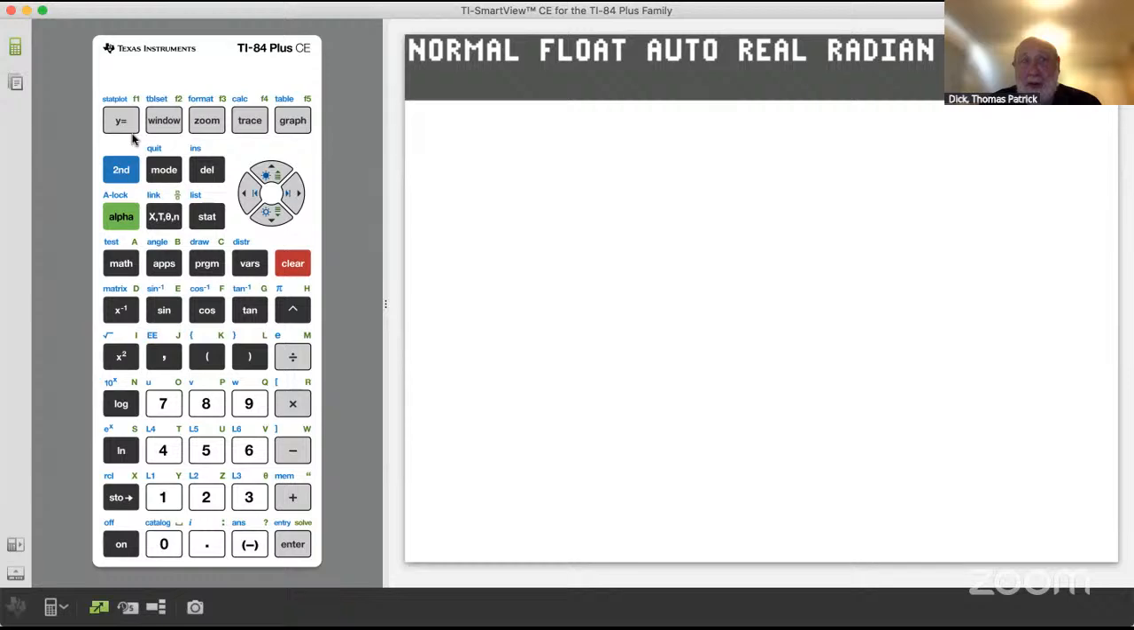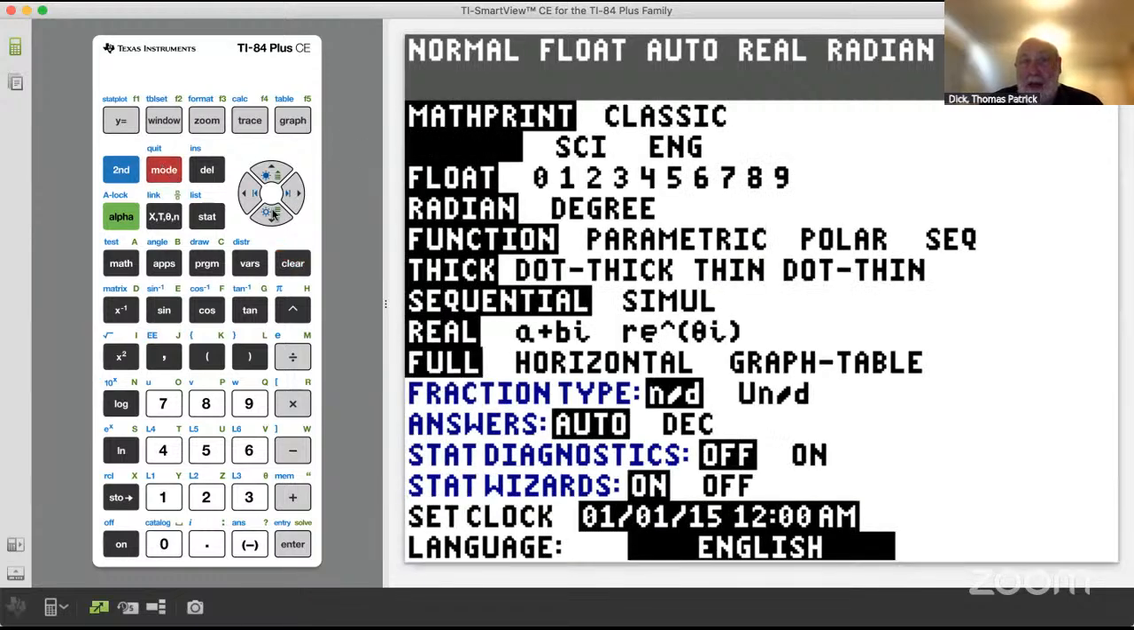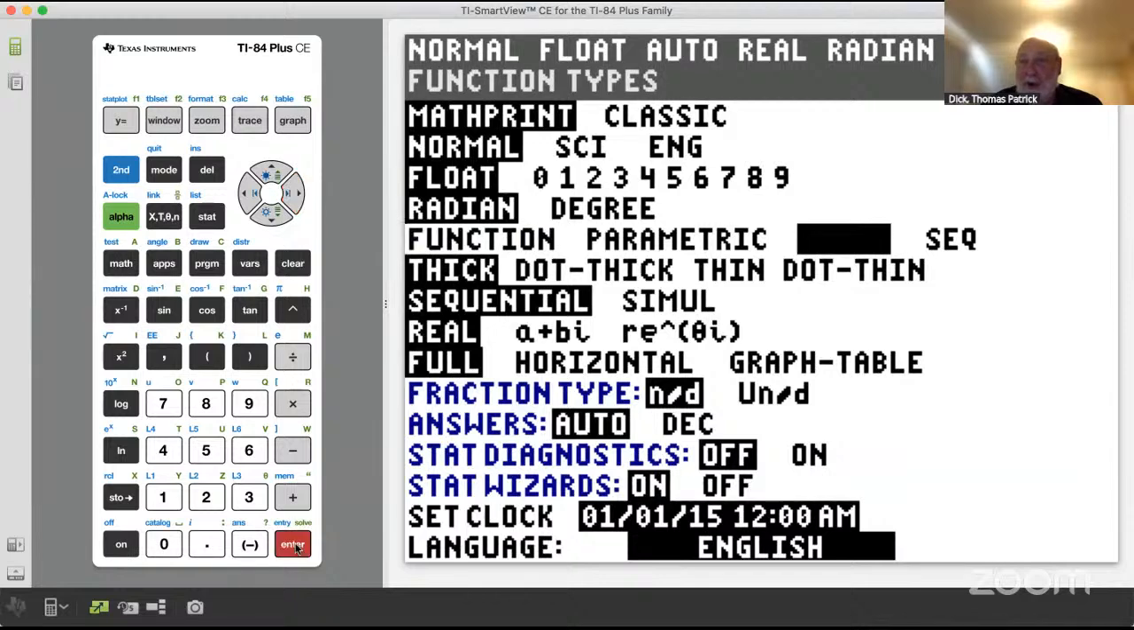Very first thing I'm going to do is go to the mode menu and arrow down to that line that has function, parametric, polar. These are different graph types. Probably 90% of the time, at least, you're in pre-calculus, you will be in the function mode. But for this, we're going to want to go to polar mode. So I arrow over to polar, enter that.